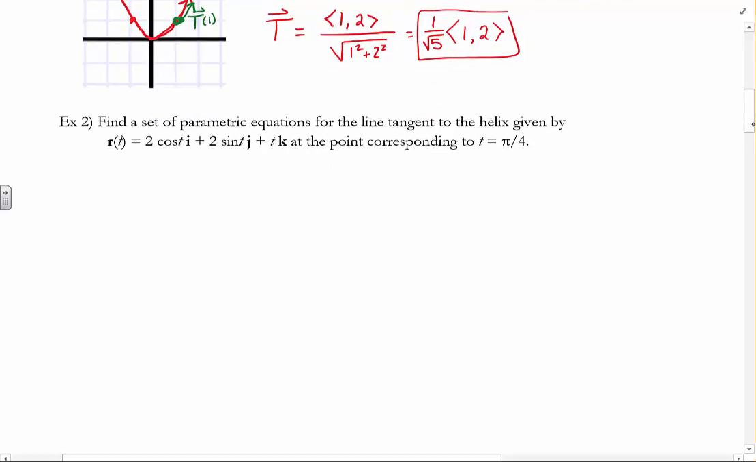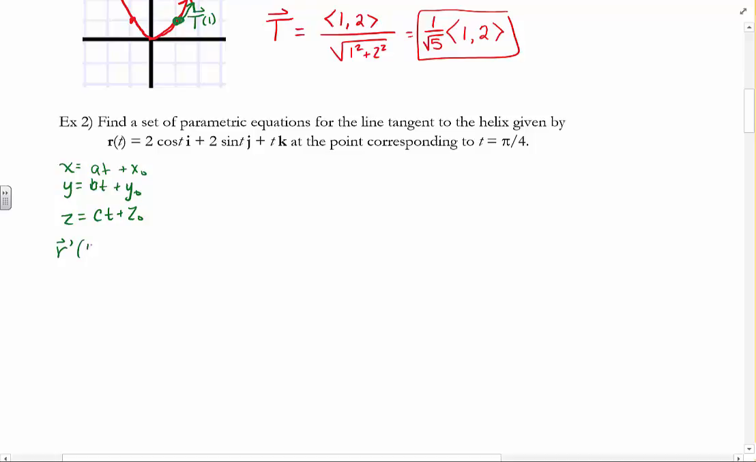Find a set of parametric equations for the line tangent to the helix given by that, and do that at the point corresponding to t equals pi over 4. All right, fine. So I want the tangent line. Well, a tangent line we talked about before is just going to be x equals at plus x0, y equals bt plus y0, and z equals ct plus z0, where a, b, c comes from r prime.